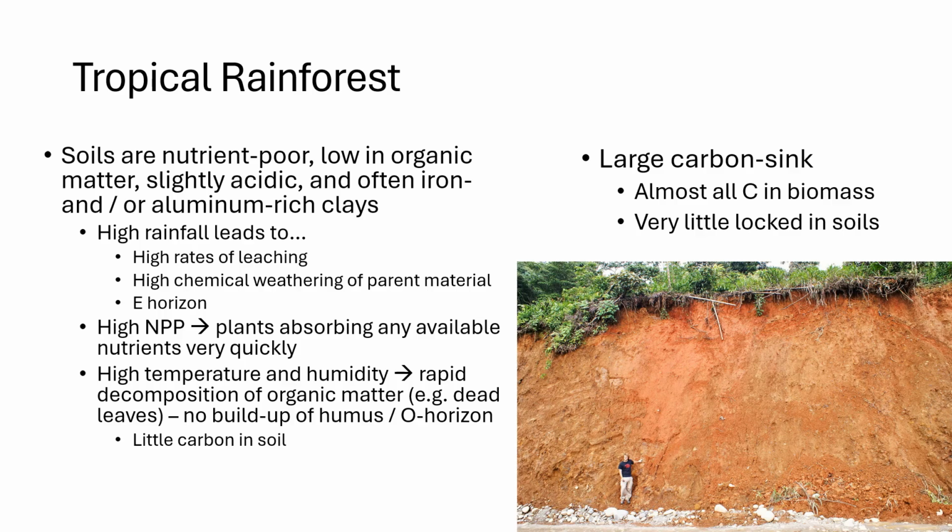Okay. There's also going to be high rates of leaching, which is another reason that there is so little organic matter. That leaching is going to take all of those nutrients down into the lower layers of the soil. So there's going to be very, very little nutrients and very little carbon in the soils. However, there is a lot of carbon in the biomass of the plants, and it's a very large carbon sink because of those living plants that are storing carbon.